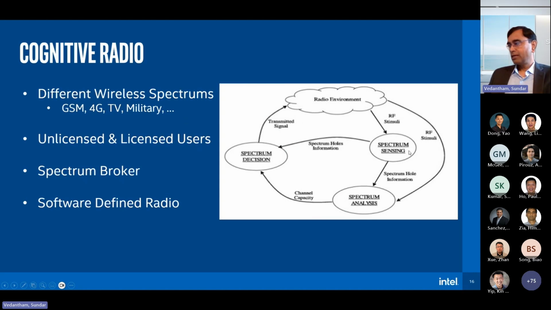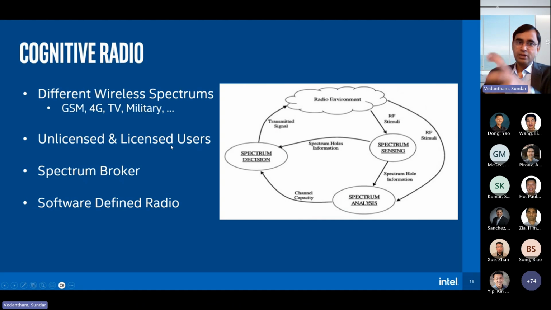So there is a radio environment, then there is spectrum sensing, meaning what spectrum is actually being used, and then doing an analysis, then making decisions saying this is going to be used or not going to be used, and being able to switch back and forth. And then even unlicensed and licensed users.